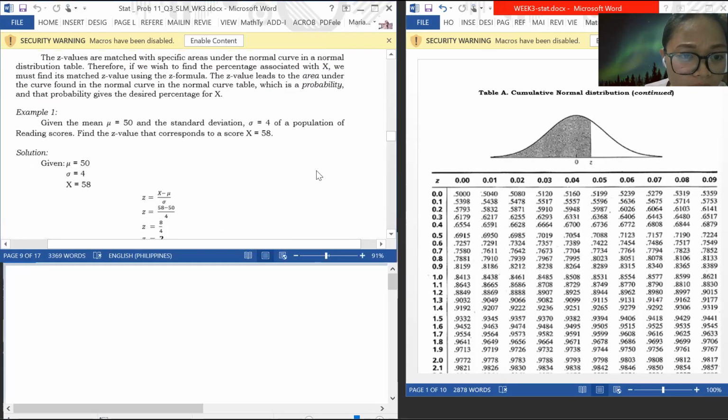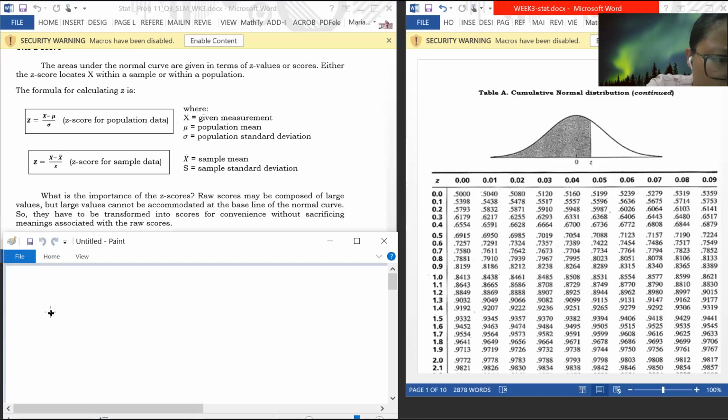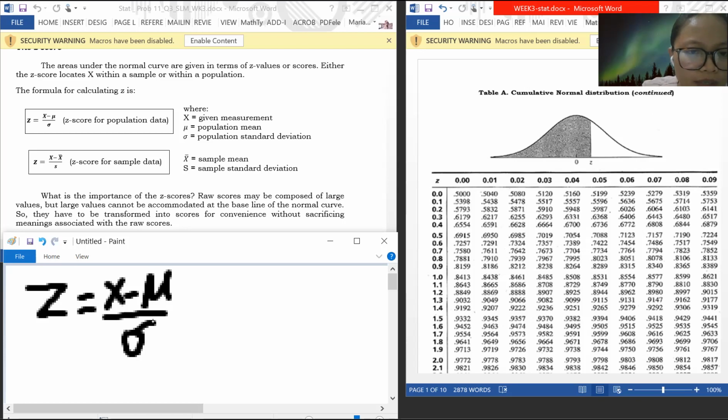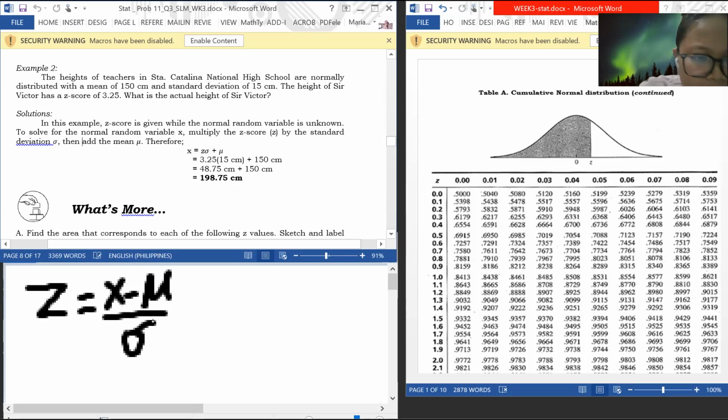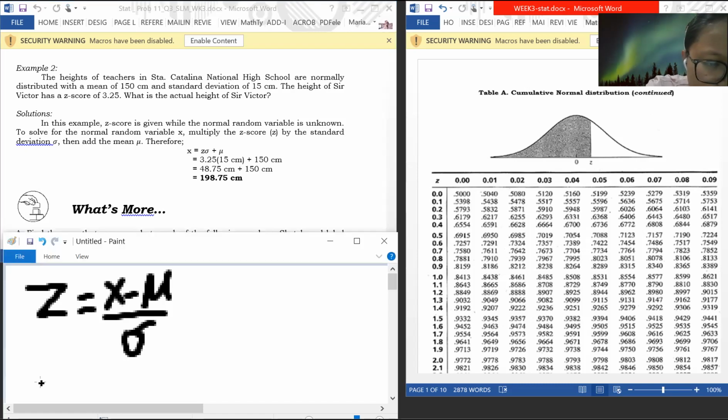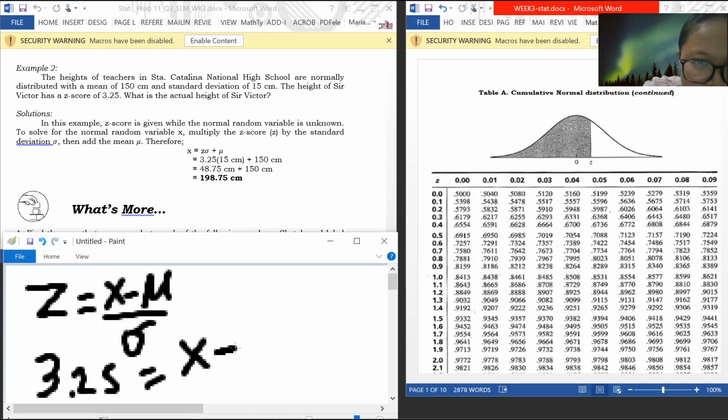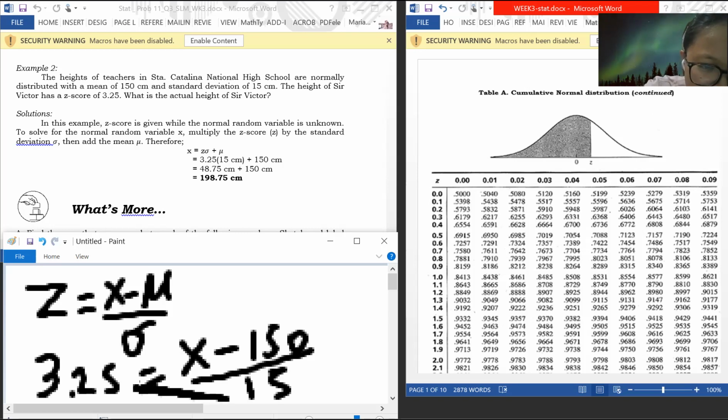Okay, so like kani nga formula, di ba? Z is equal to x minus mu over standard deviation. Pwede rag imong gamiton nga formula, no problem. So ang z nimo is 3.25. 3.25 is equal to, ang x nimo is unknown, minus the population mean is 150, over standard deviation is 15. So i-cross multiply ra nimo kani.